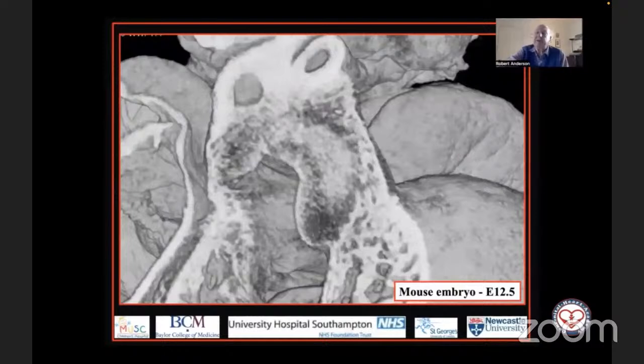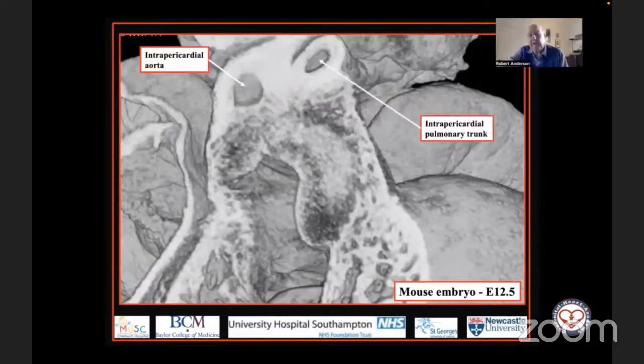I've rotated it so I can cut through the two cushions, and you can see that they have fused together distally. The most distal part of the outflow tract is already separated to become the intrapericardial aorta, the intrapericardial pulmonary trunk. We'll go through this again in our final session on development at the end of April, when we are going to discuss the overall development of the outflow tract.